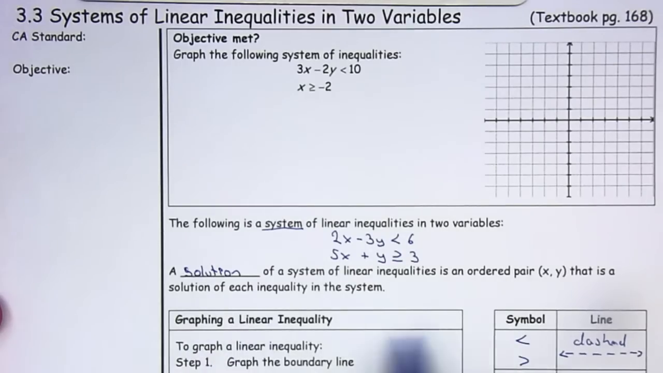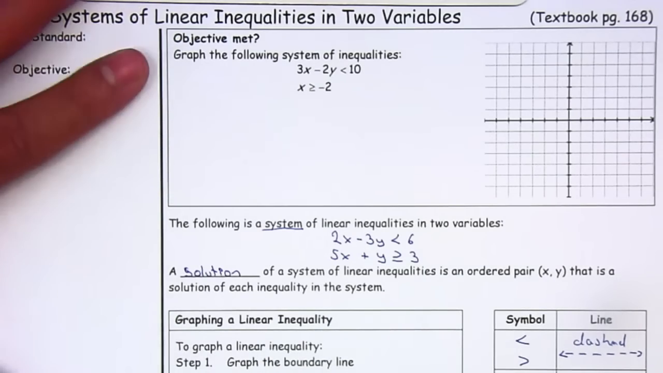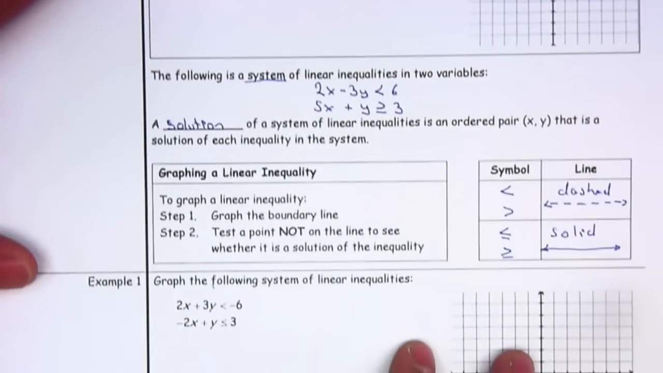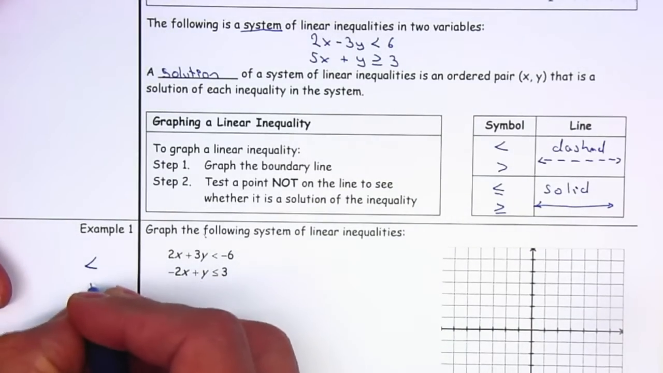Graphing an inequality, remember, if it's less than or greater than, it will be dashed. If it's less than or equal to, or greater than or equal to, it is solid. And we can do it both ways to graph an inequality. We can first graph the boundary line, then test a point that's not on the line to decide whether we're going to shade the top or the bottom. Or we can decide by the inequality: if it's less than, we're going to shade down.